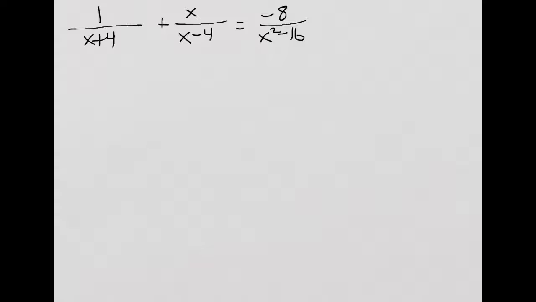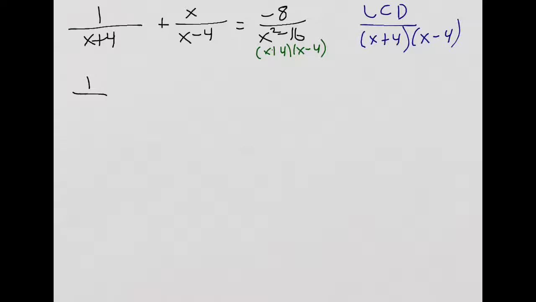We're going to use something called the LCD method. What the LCD method is, let's first find the LCD of the whole expression here. The LCD is x plus 4 times x minus 4, and we get that because we have to factor and then determine what the LCD is. Now we're going to multiply each term by the LCD, and by doing so, we should notice something pretty nice happen. So let's do that.